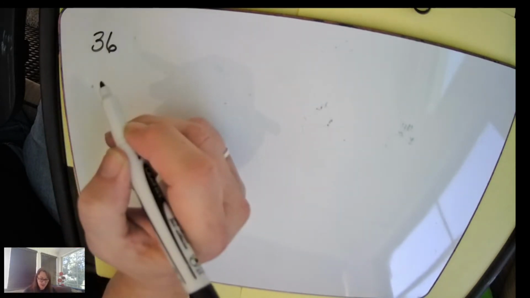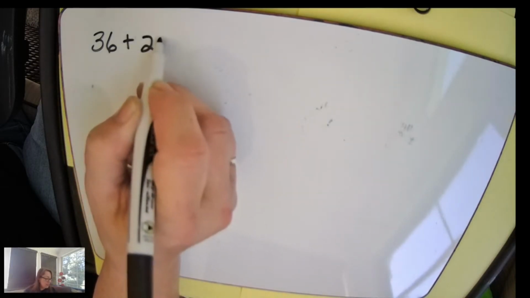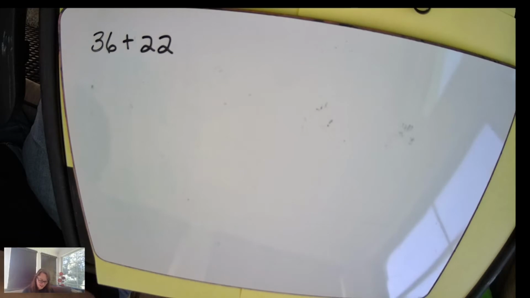I'm going to write down an expression here on this whiteboard, and I want you to think about what the answer might be. And I'll ask some of you to share with me how you were thinking about this problem. Ready for the first one? Okay. The first one is 36 plus 22. Have you thought of an answer?